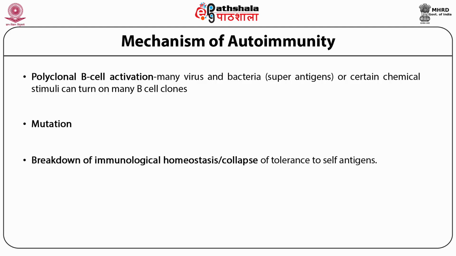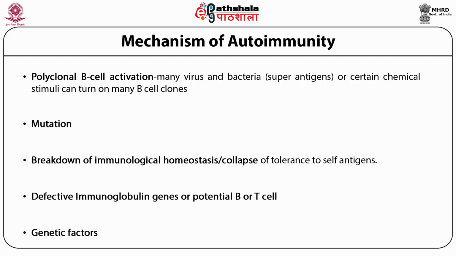Breakdown of immunological homeostasis. Tolerance to self-antigens is inbuilt during maturation and differentiation of immune cells. However, the breakdown of this homeostasis due to any reason can cause total collapse of tolerance to self-antigens. Mutation may be one of those reasons. Defective immunoglobulin genes or potential B or T cells can also cause autoimmunity. Of course, certain genetic factors can also make a person more prone to autoimmune disorders.